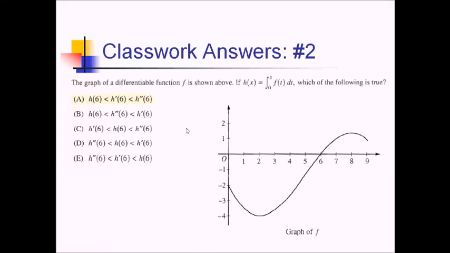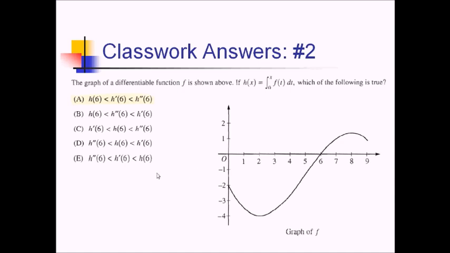For this graph, we have the graph of some differentiable function f shown here, and we're told that some h function is just the integral of this graph from 0 to x. Based off of that, we want to know what's true here. So we're basically asked to compare the values of h, h prime, and h double prime at the x value 6. So let's just go through each of these and see what we can figure out.